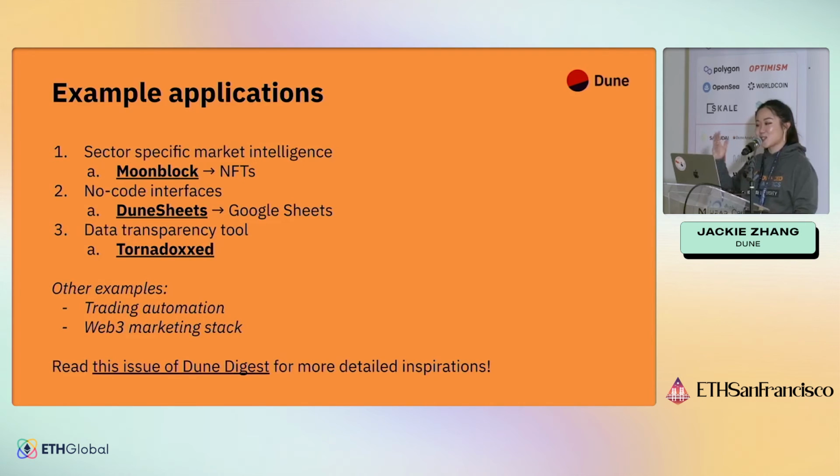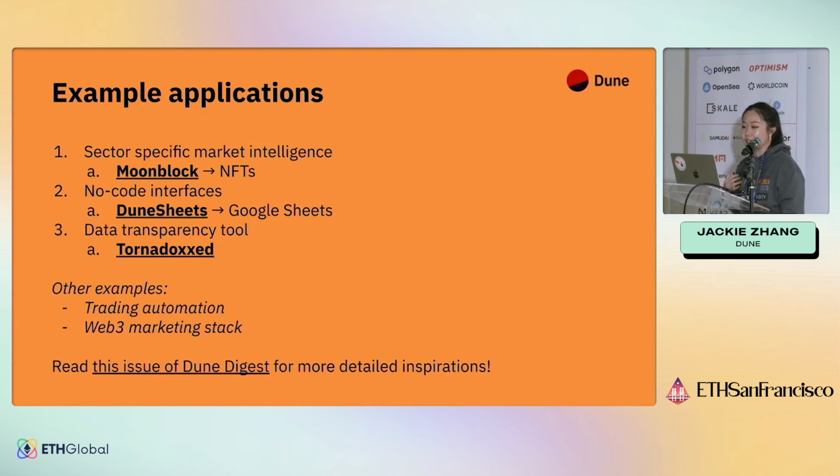Lastly, I want to leave you with some inspiration ideas. In a hackathon, unless you came with an idea, it's quite hard to know what you're building. With the Dune API in the past, people have built sector-specific market intelligence. For example, Moonblocks did NFT sector market intelligence. They were pulling data from Dune, basically the nft.trades table that I was showing you, and feeding that into their own app.